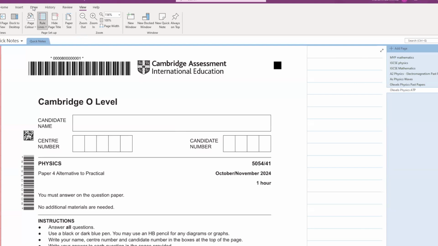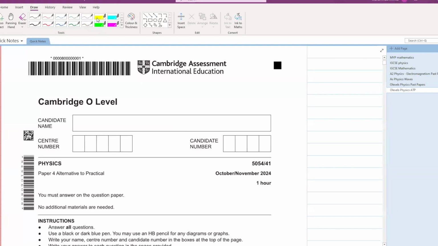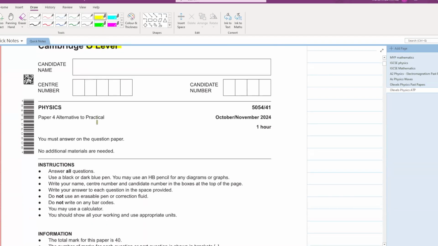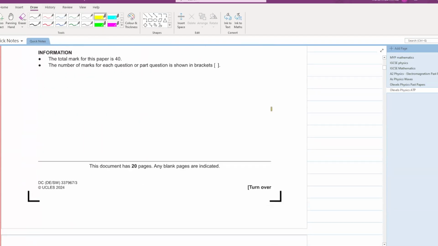Okay, students, so let's get started with today's past paper. Today we will be seeing an O-level physics ATP. This is October-November 2024, paper 4, variant 1. Let's get started with it.